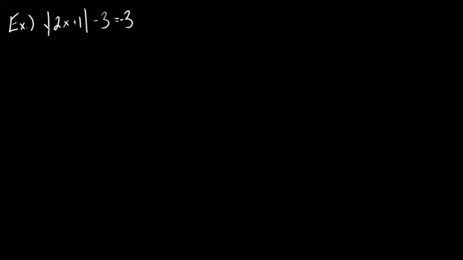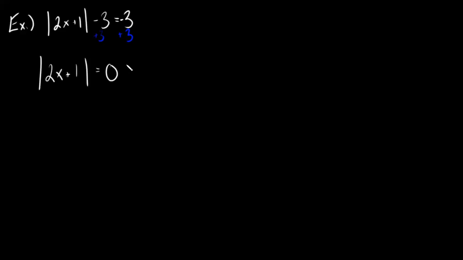I'm still isolating this absolute value the exact same way as every other problem. The only thing that's not inside the absolute value on this side is the minus 3, so I need to move that over. I'm going to add 3 to each side. So I'm now going to get the absolute value of 2x plus 1 is equal to 0. So we got our absolute value isolated.